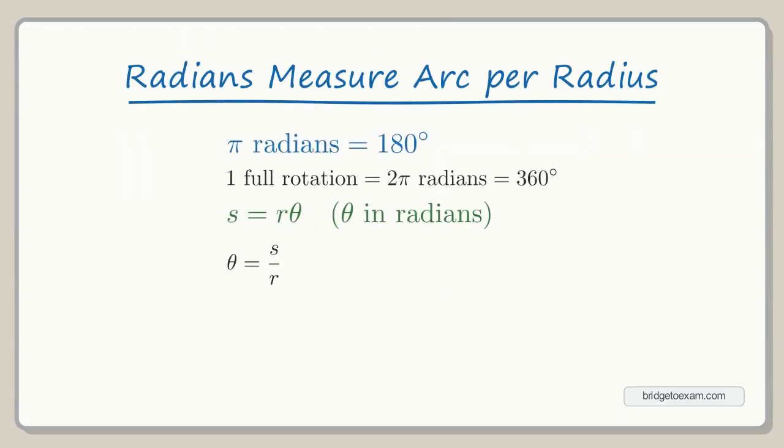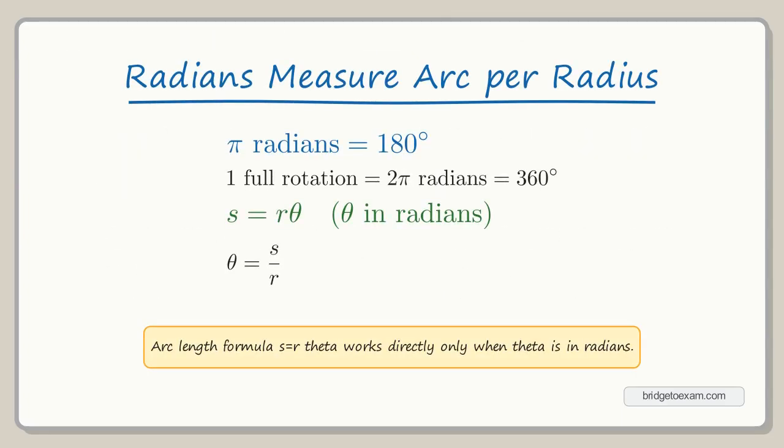Radians measure angles by comparing arc length to radius. That is why radians are natural in advanced mathematics. They connect angle, distance around a circle, and trigonometric functions.